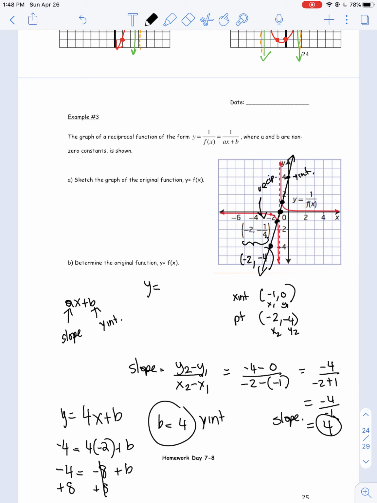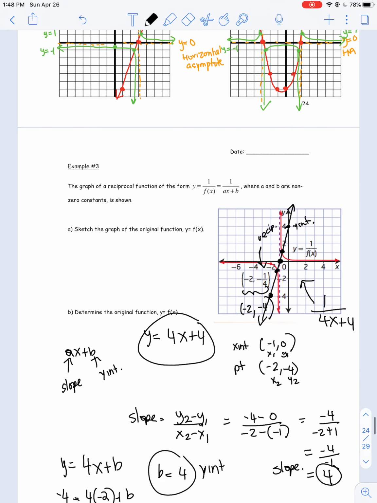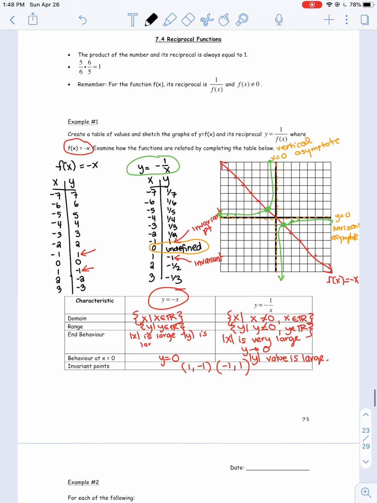So our original equation is y equals 4x plus 4. And if you want to check your answer, we can graph 1 over 4x plus 4 and see if it looks like the red one. If it does, then that's how we know that we did this properly.